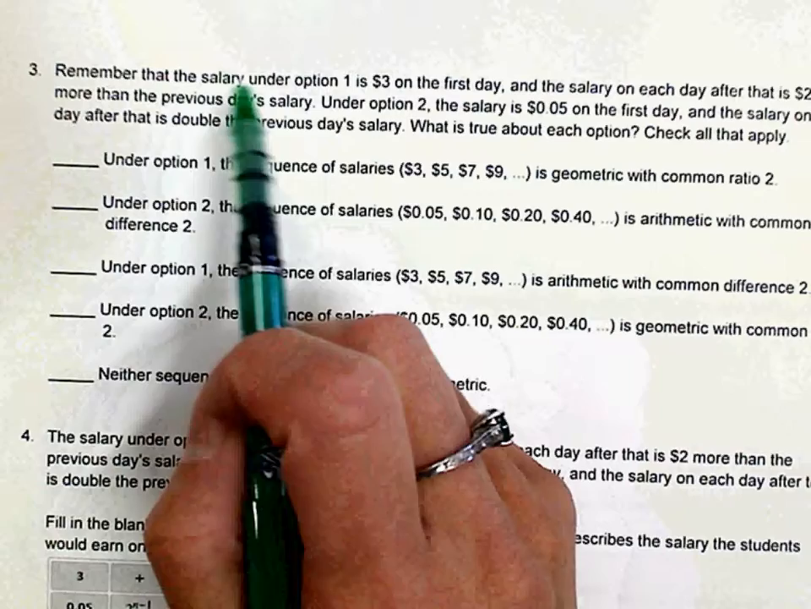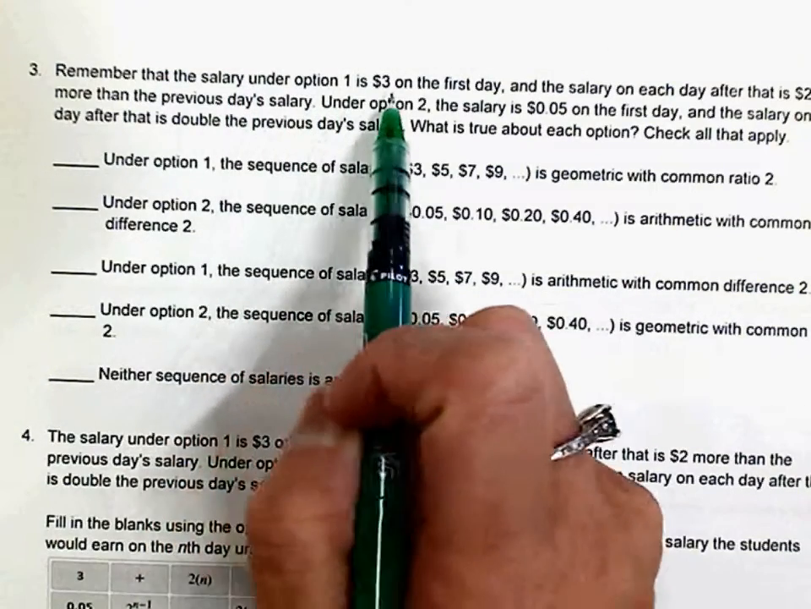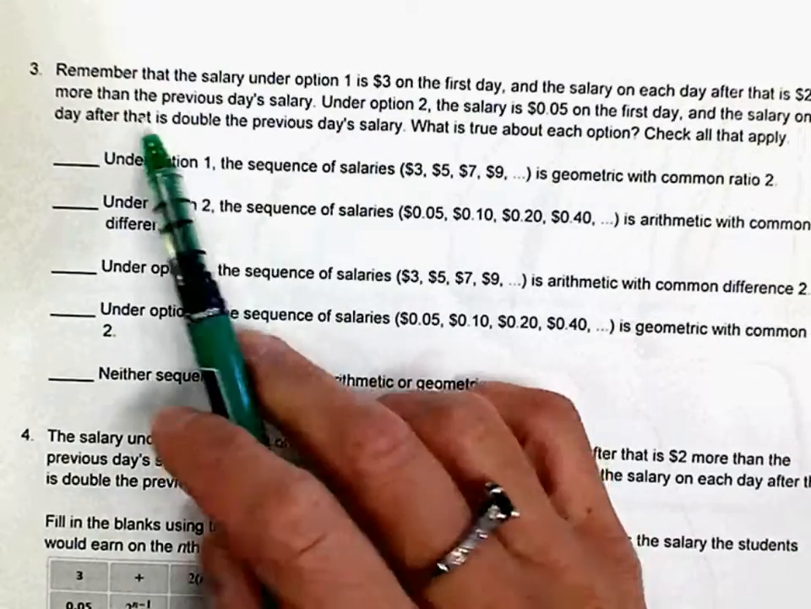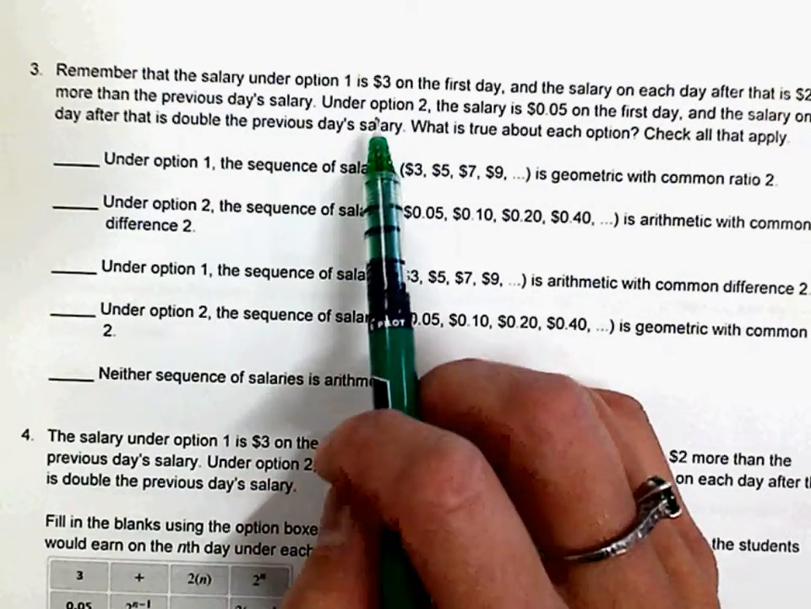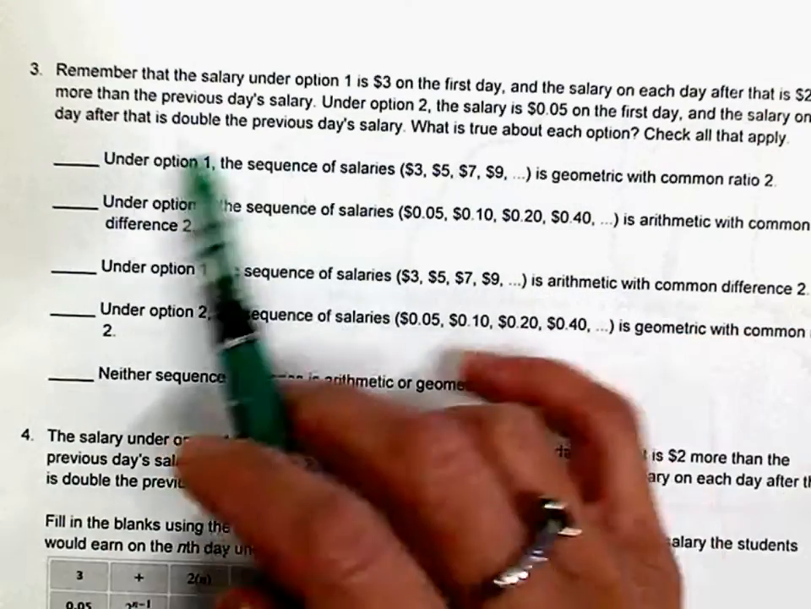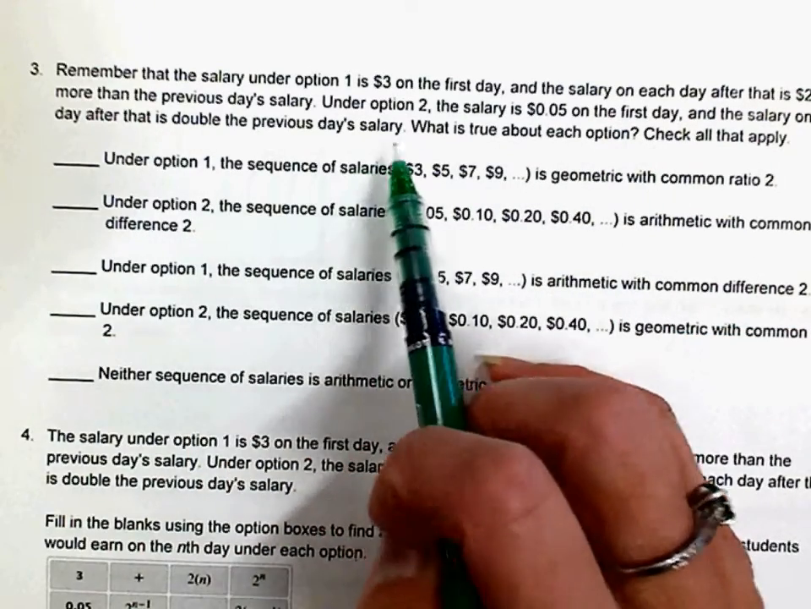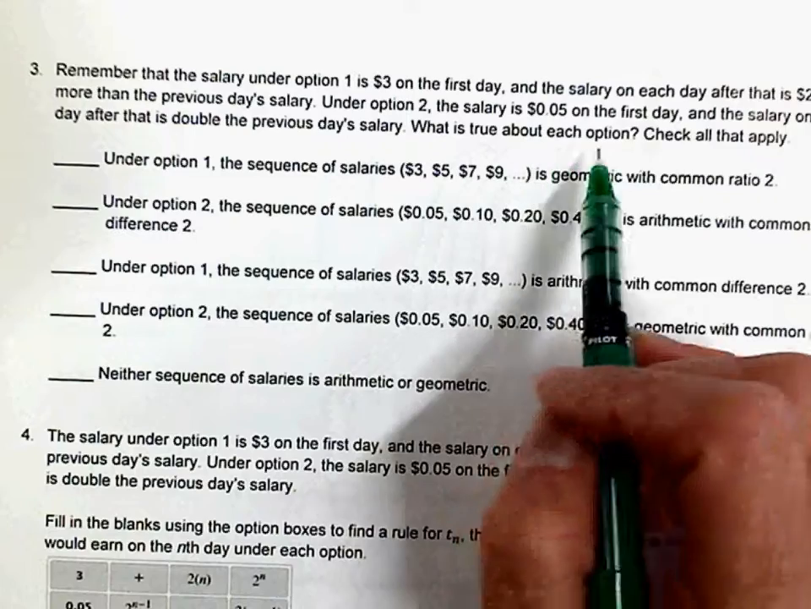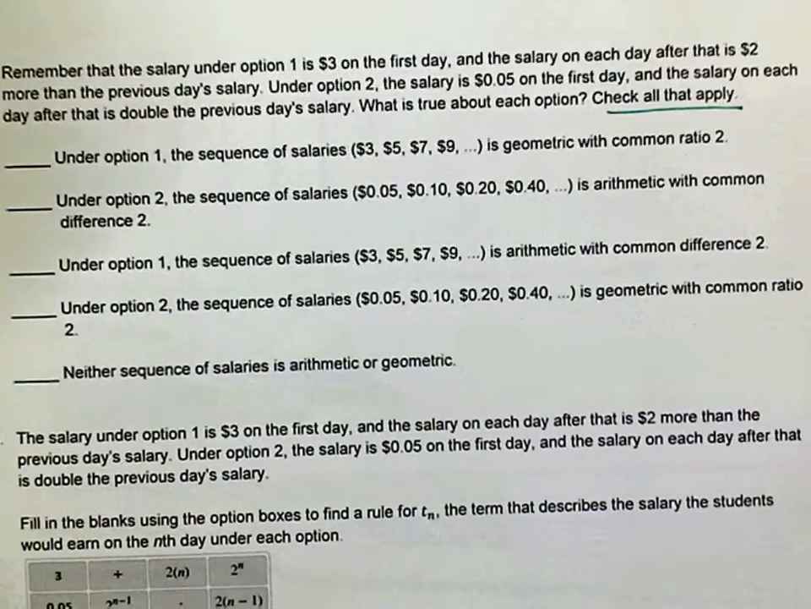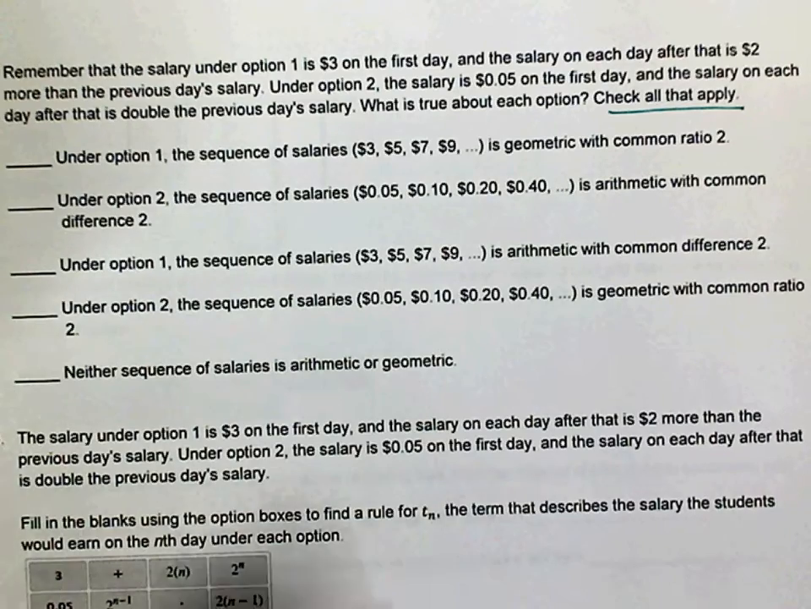Remember that the salary option under option 1 is $3 on the first day, and the salary on each day after that is $2 more than the previous day's salary. Under option 2, the salary is 5 cents on the first day, and the salary on each day after that is double the previous day's salary. What is true about each option? Check all that apply. That means for everything that is true, you need to put a check mark, okay?